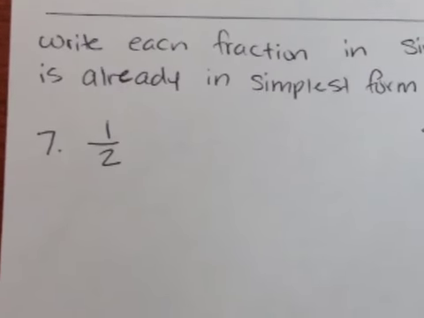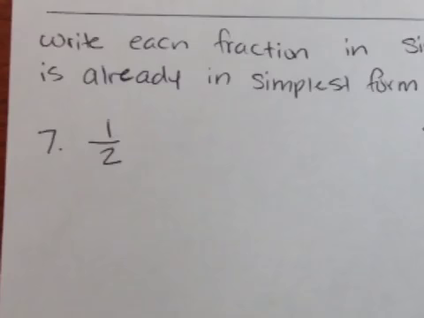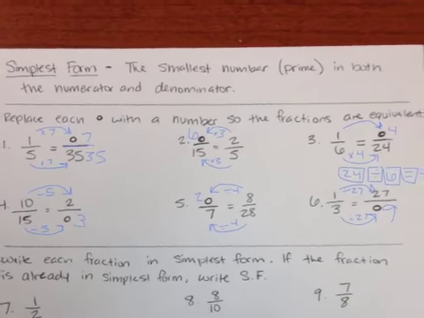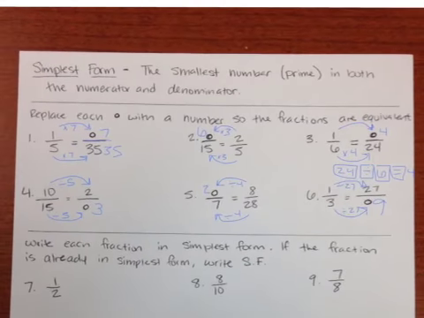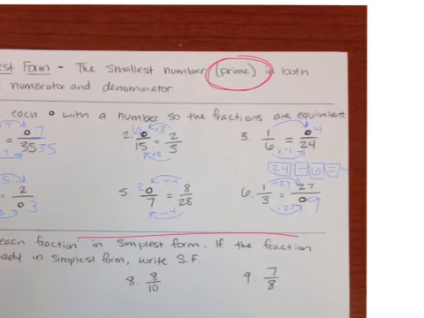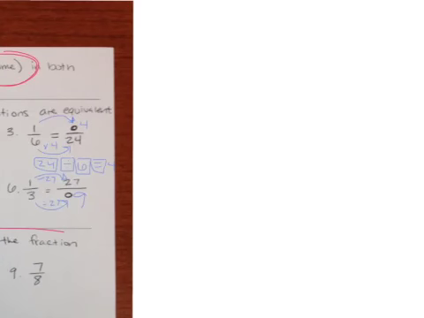This one we're going to write in simplest form. Remember, if we look at our definition up here at the top, simplest form is the smallest number. Prime numbers mean numbers that are only divisible by 1 and themselves. We listed them in class earlier.